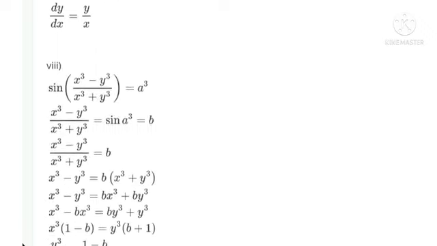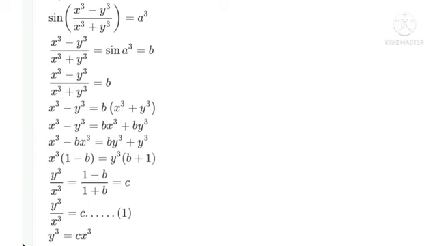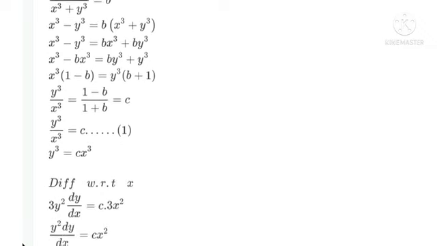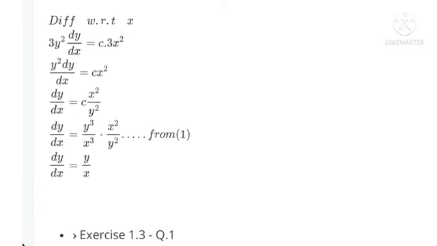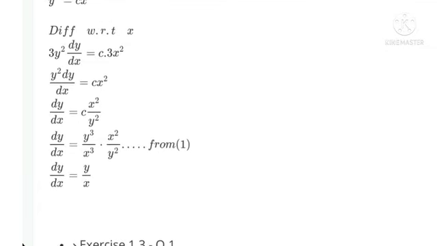Similarly, the last example, you can solve yourself. See, here also you find sine of something is given. You write this as sine a cube and then further simplify. You get the answer as dy by dx is equal to y upon x.